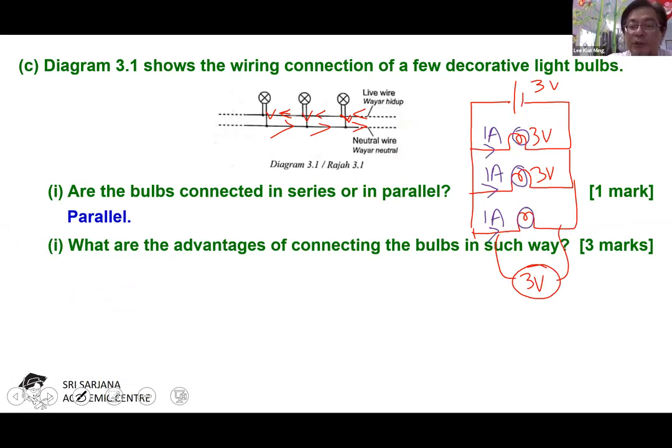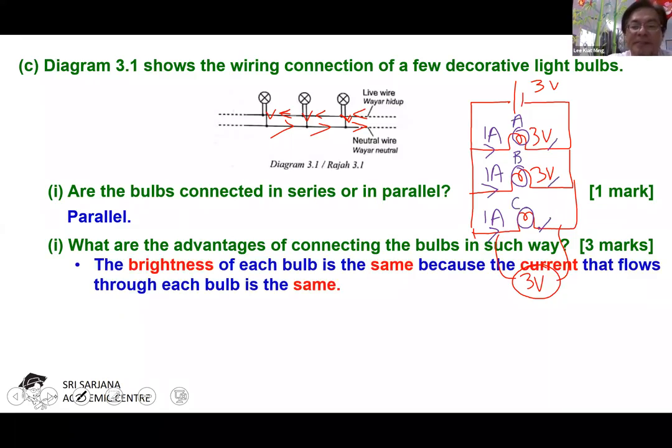Not only that, you can have different switches. You can install one switch here, one switch here, and one switch here. You have separate switches to control the first bulb, let's say I label it bulb A, the second bulb, bulb B, and the third bulb, bulb C. This is from Form 3 questions.